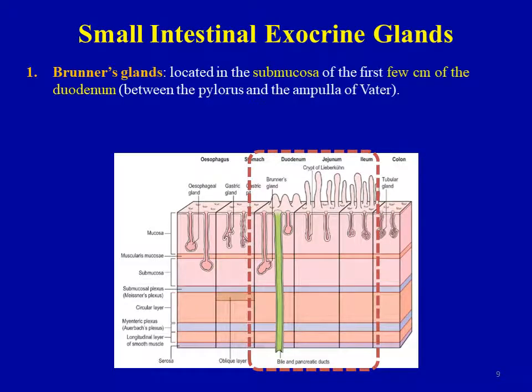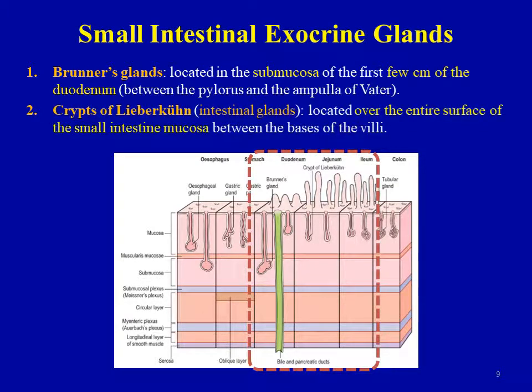So the Brunner's glands are located in the submucosa of the first few centimeters of the duodenum, between the pylorus and the ampulla of Vater. The crypts of Lieberkühn, or the intestinal glands, I prefer to say small intestinal glands to differentiate them from the large intestinal glands. They are located over the entire surface of the small intestine mucosa between the base of the villi. As you can see here, the openings of the crypts of Lieberkühn are between the bases of the villi.